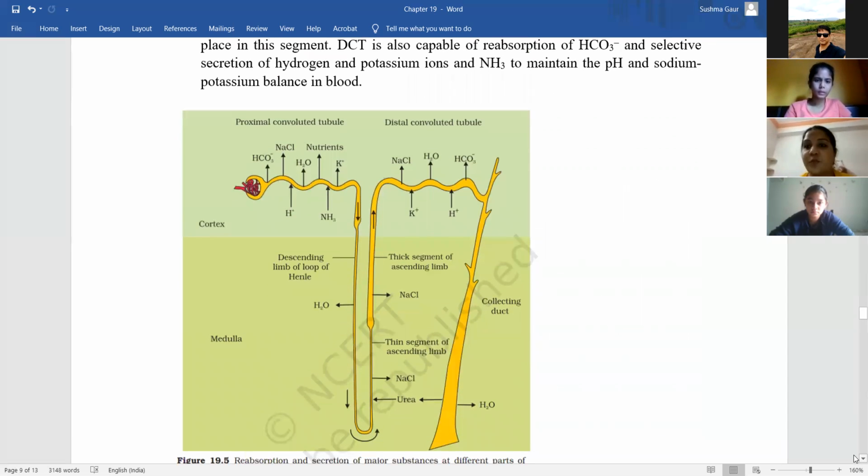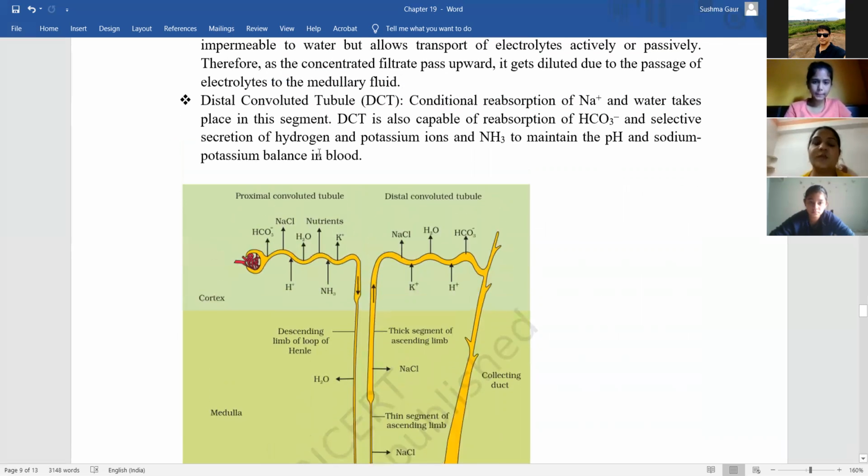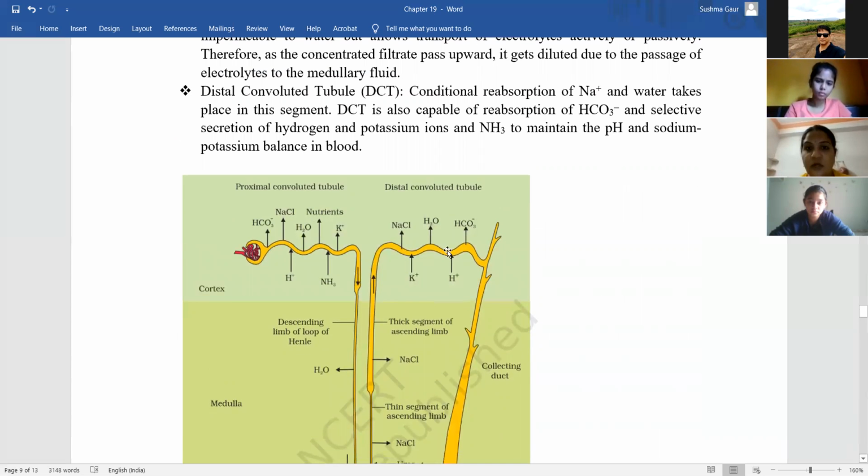So the last portion of the nephron will be that collecting duct. The distal convoluted tubule, that is this region of the nephron. What is its main function? It helps in reabsorption of sodium and water. Reabsorption of sodium and water takes place in this segment. So water as well as sodium ions are reabsorbed.